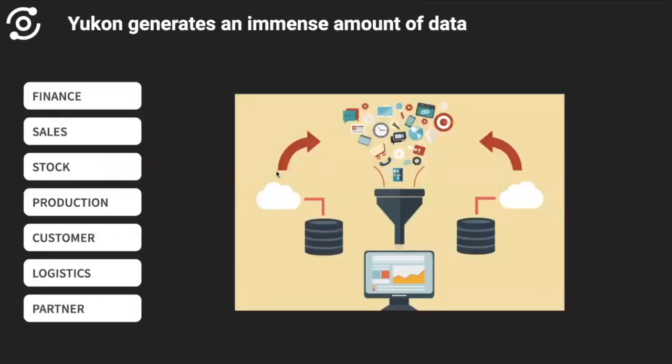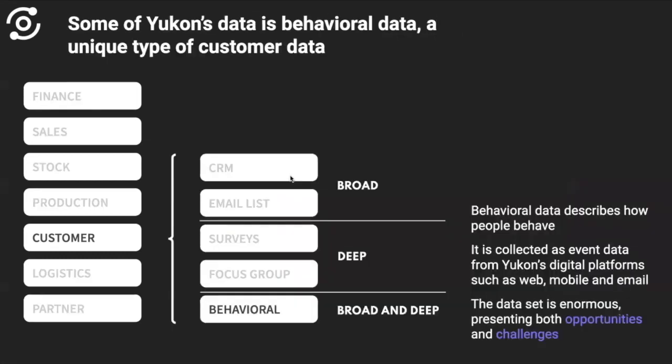So it really goes without saying that a global e-commerce vendor like Yukon is going to generate an immense amount of data. So that data is going to be across finance, across sales, across stock, production, customer data, logistics, partnership data, all sorts of different things. It's just the nature of things these days. And some of that data, so the customer data is a big pot there. And then within customer, you're going to have things like CRM data, email lists, surveys, focus groups, and you're going to have this type of data called behavioral data.